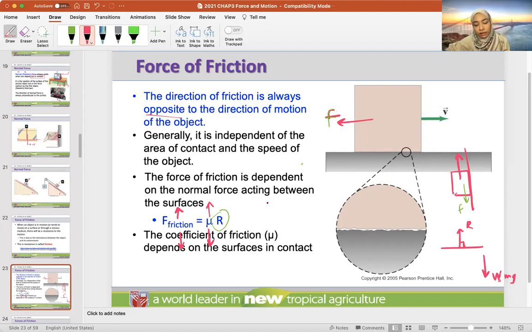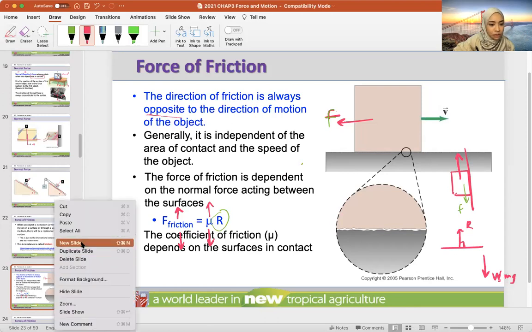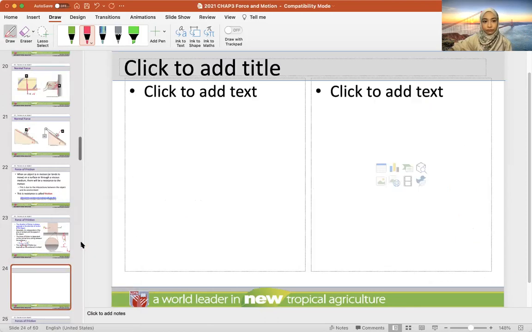Macam mana nak tahu value dia? It depends on the surface. Typically they will give you, or you need to find it using the equation. Okay. So kita belajar 3 forces at this point. Let me wrap up sikit. Nanti kita take a small break.